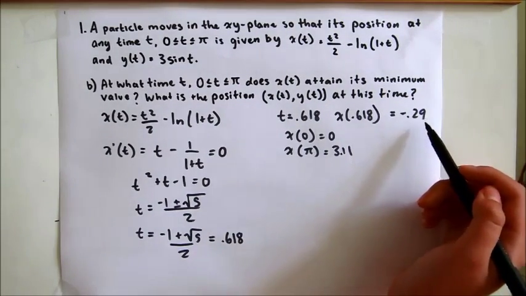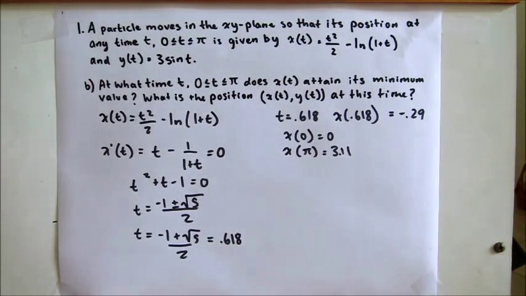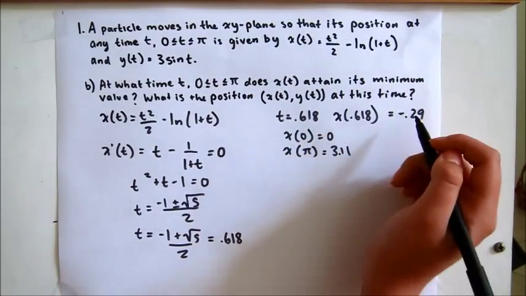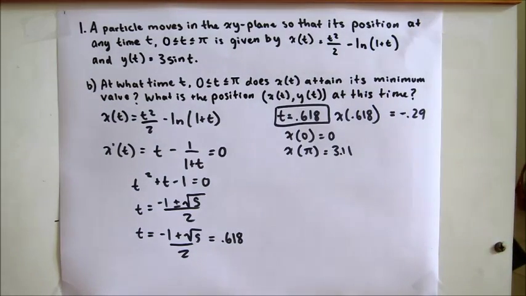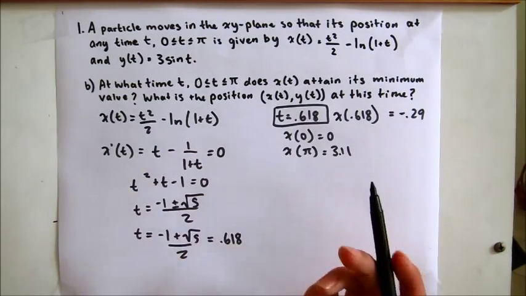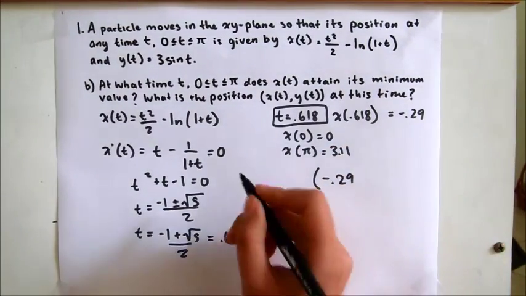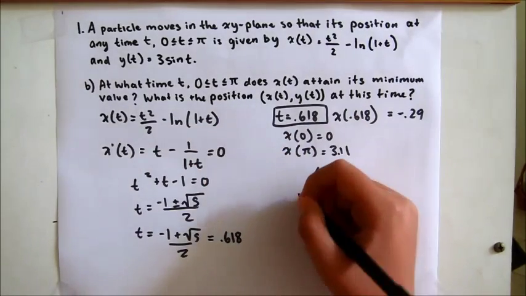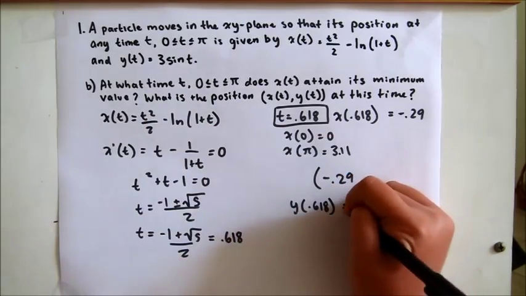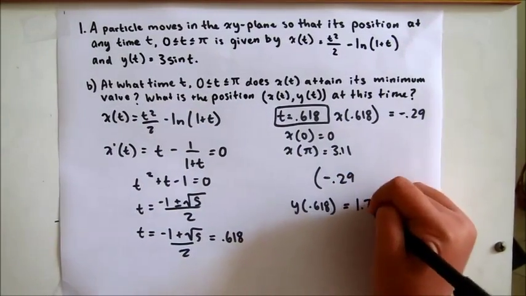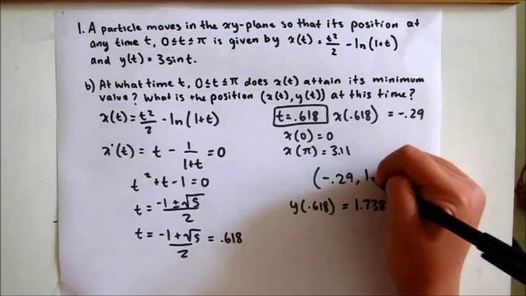Now that we know that negative 0.29 is less than 0 and 3.11, we can safely say that this is a minimum. So x is at a minimum when t equals 0.618, and the x value at that point is negative 0.29. To solve for the x and y points at this time, we already solved for x, so we know that's negative 0.29. To solve for y, we simply plug it back into the initial equation. So we get y of 0.618, and when we plug in 0.618 for t, that equals 1.738. So now we know that the coordinate at this point is negative 0.29 and 1.738.